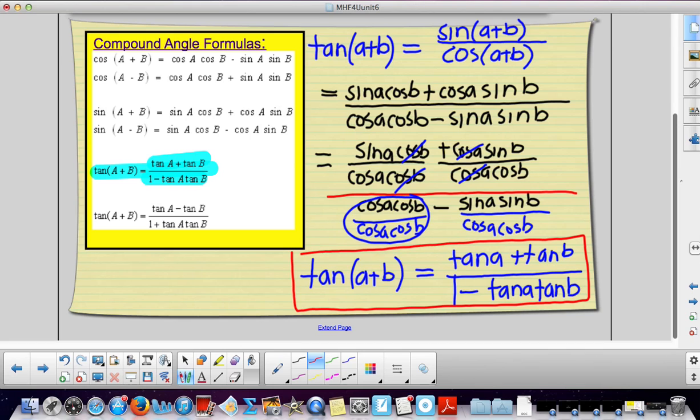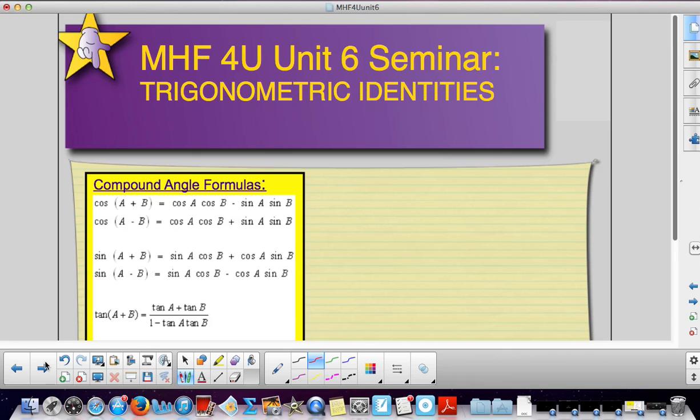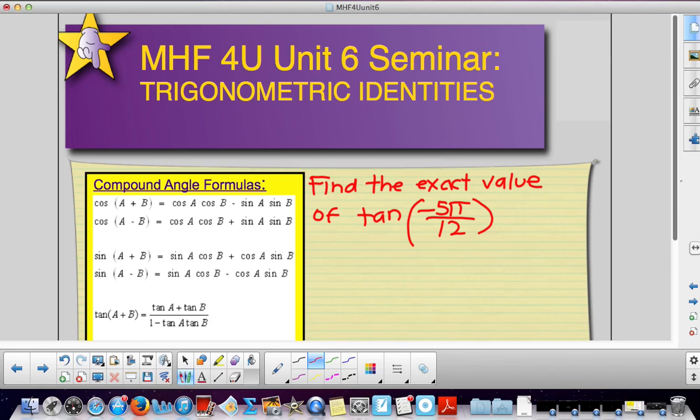And I want to show you how we can use this formula. Because it's a more complicated compound angle formula, people run into problems when using it. So we have a lot of time. I want to jam as many questions as we can. And then I'm going to move into double angle formulas after this, I promise. So we're going to find the exact value of tan of negative 5 pi over 12.